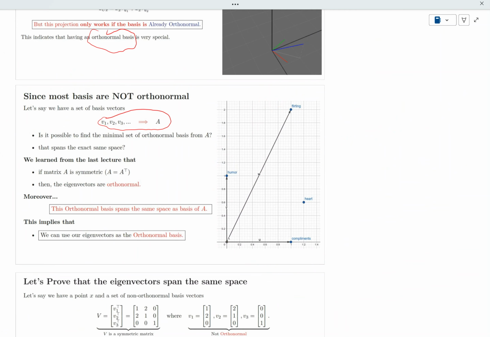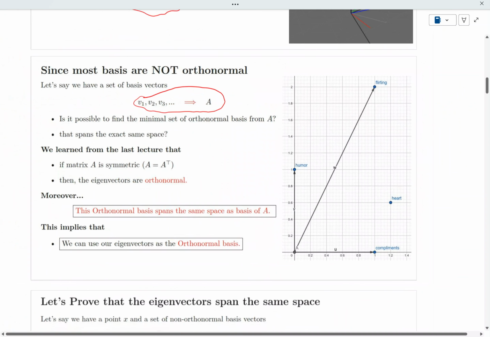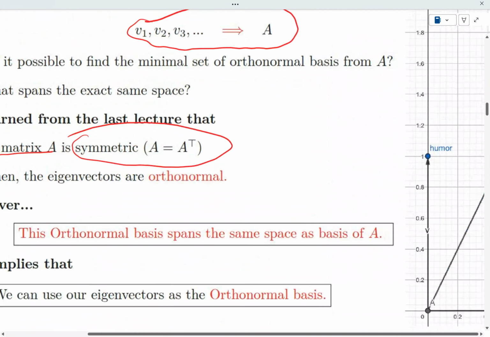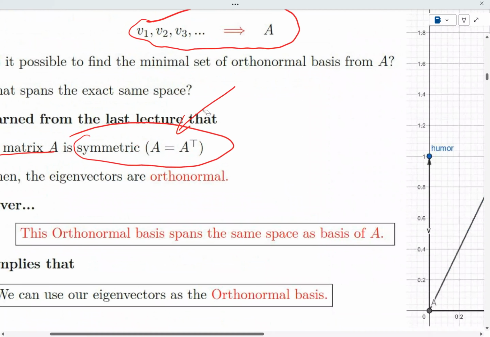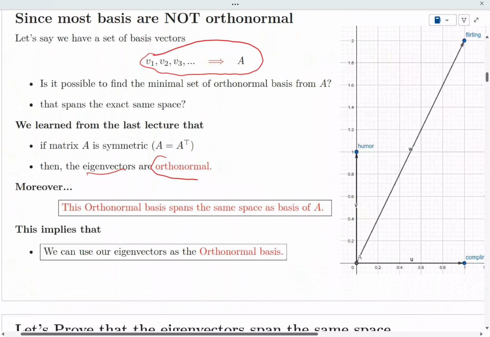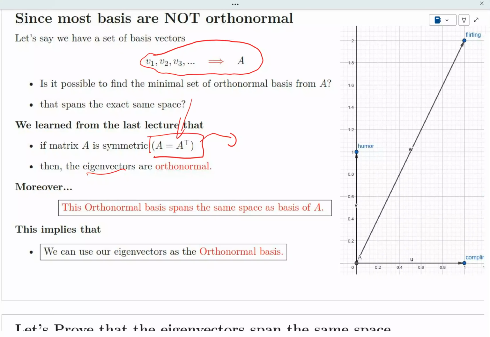So in the last lecture, when we started talking about eigenvalues and eigenvectors, we found out that if a matrix is symmetric, which implies that if you were to find the transpose of that matrix, it is the same, then the eigenvectors would be orthonormal. So that's a very specific condition. So if we happen to have a symmetric matrix, and the columns of this matrix are the basis vectors, then we essentially can guarantee to be able to find an orthonormal basis.